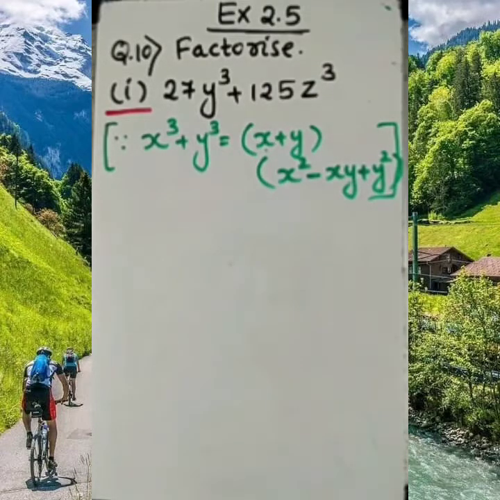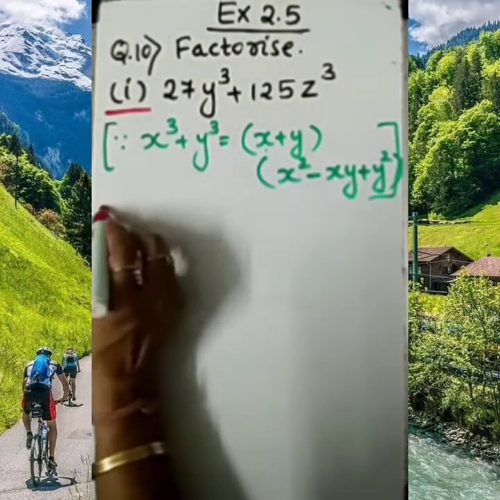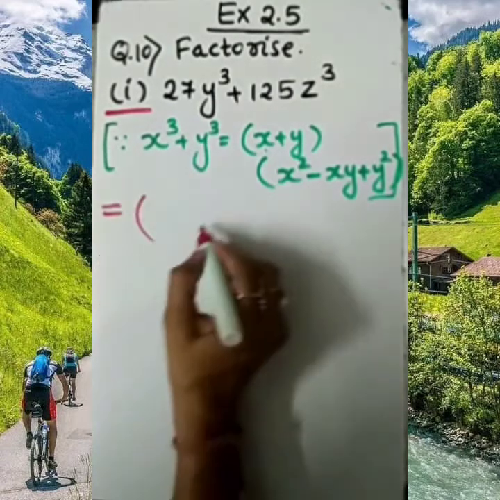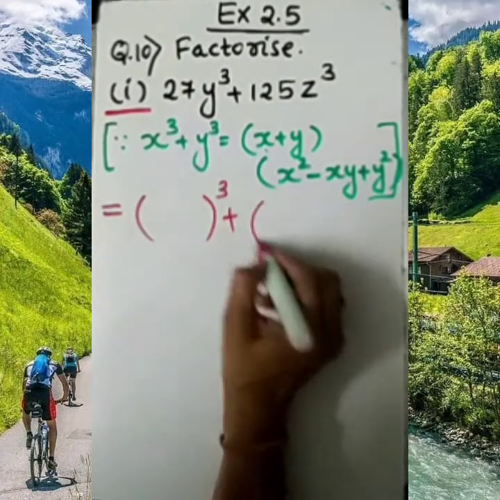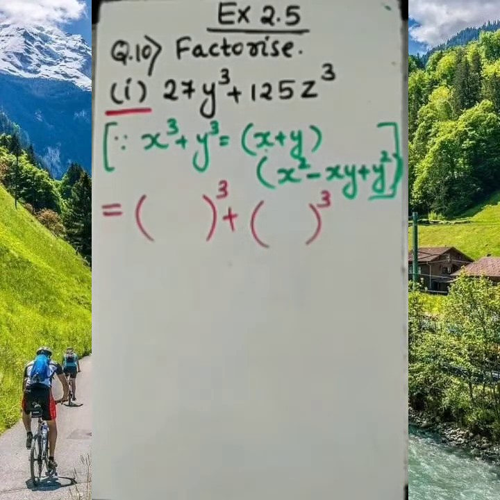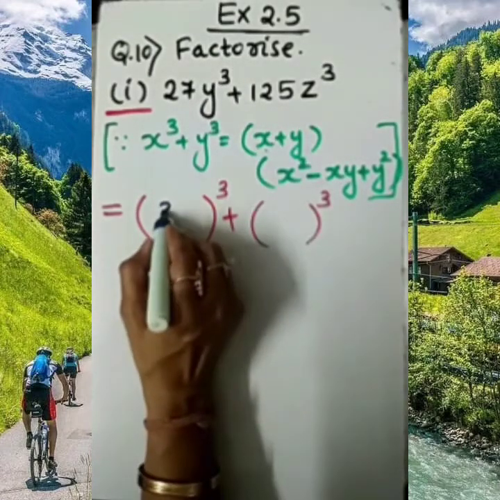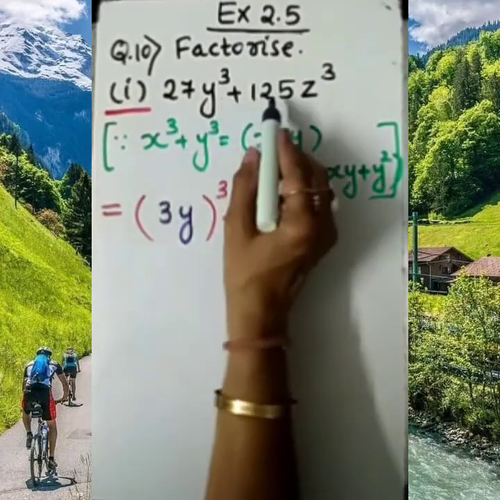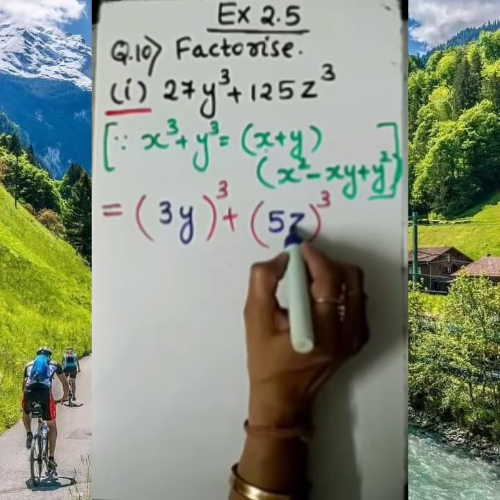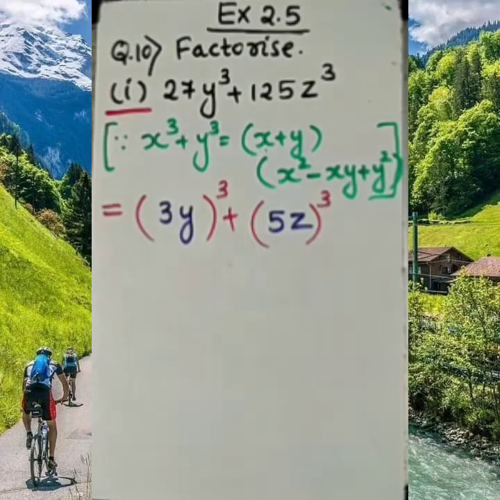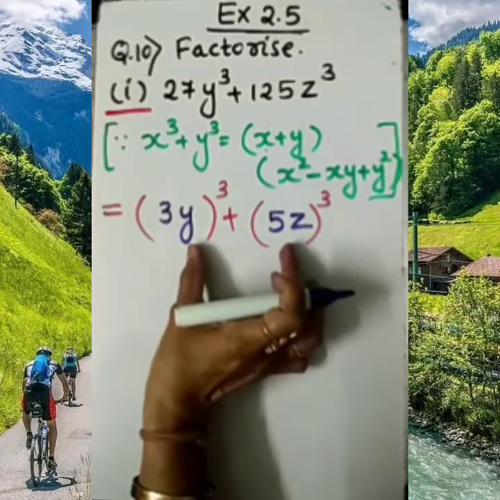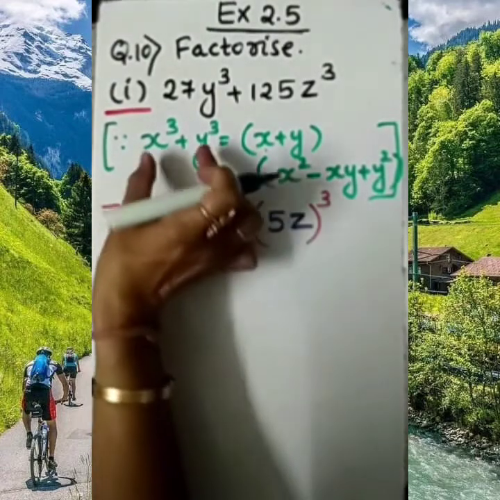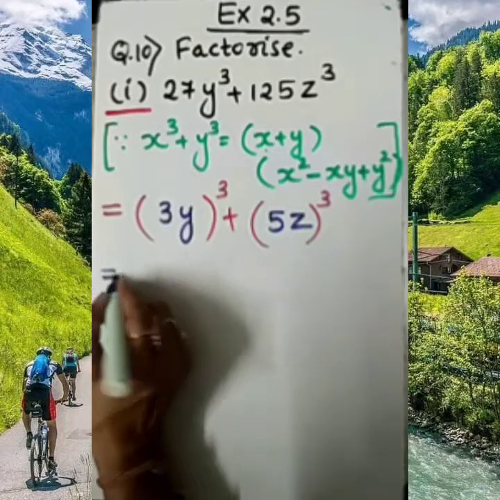Fine. Now if I ask you, according to this, what will be x and what will be y in this question? Think about that. You can see here 27y cube is the cube of 3y. Agree? Because 3 into 3 into 3 is 27. 125 is the cube of 5, along with the z cube, 5 into 5 into 5, that is 5z. So this is the cubic form. Here we can compare with this.